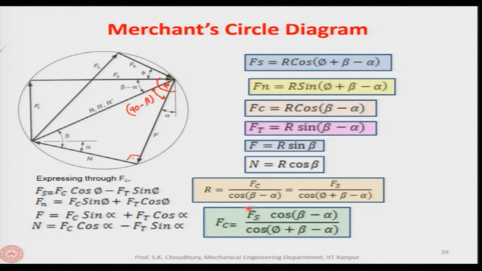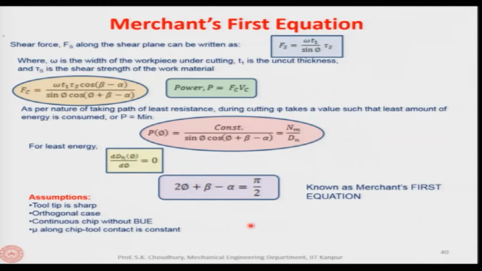Now, Fs is very difficult to find out, because during the machining process we can measure the forces, and through the measurement we can measure only Fc and Ft. So, to find out Fs, the shear force along the shear plane can be written as stress into area. The area of the shear plane will be width of cut, times uncut thickness, divided by sine of phi. You can find this out from the diagram.